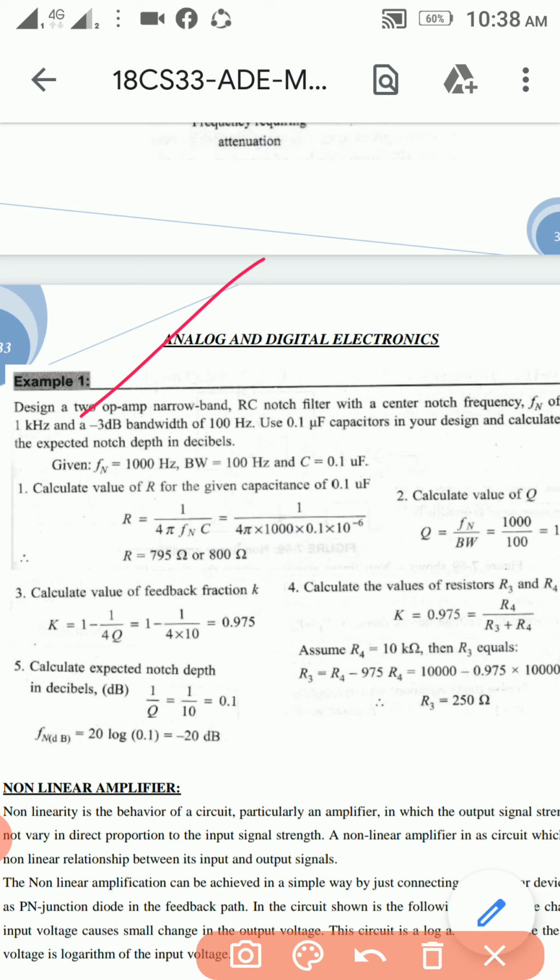Okay, so we know the formula, Fn is equal to 1 divided by 4 pi RC, right? We don't know the R value, but the C value we know, and the Fn value we know. Again substituting in this formula, we'll get the R value, right?